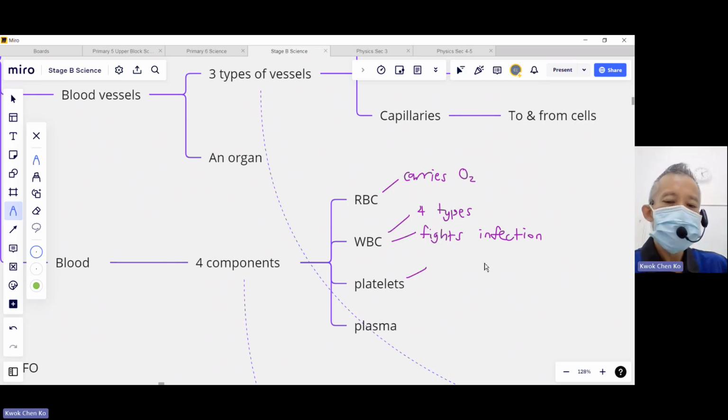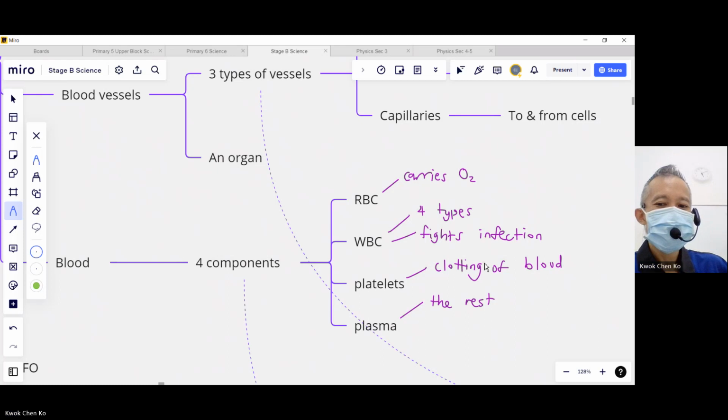Platelets, there are quite a few types. However, we just mention their purpose. Basically, they enable blood to clot. Plasma will be the rest. Everything else will be plasma. And by the way, plasma carries your wastes, including CO2.